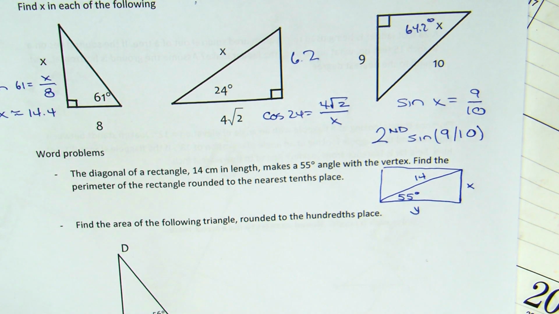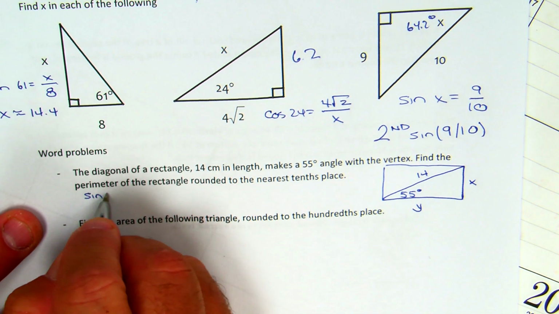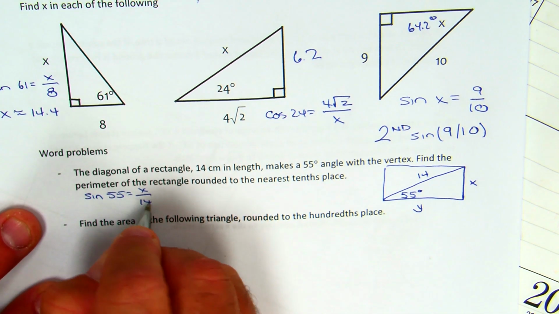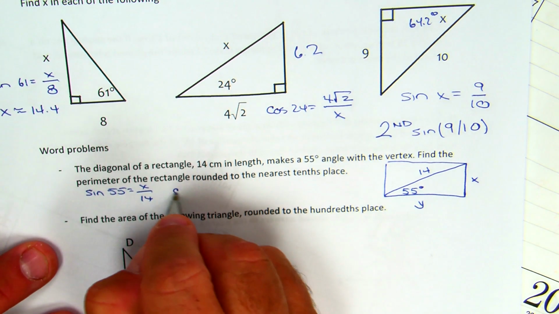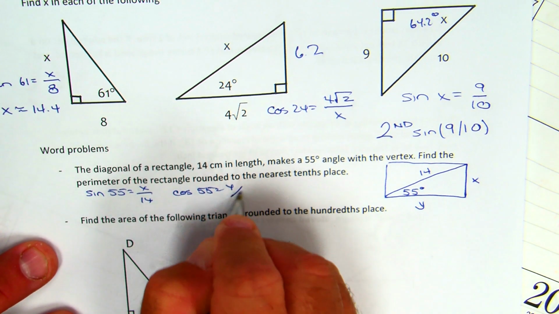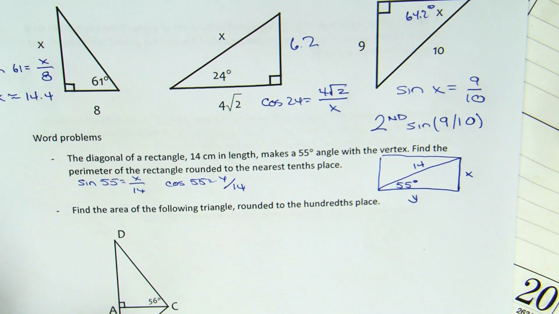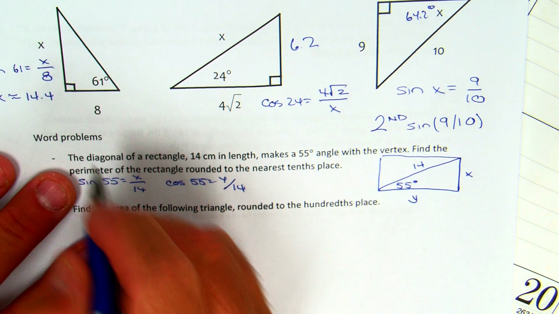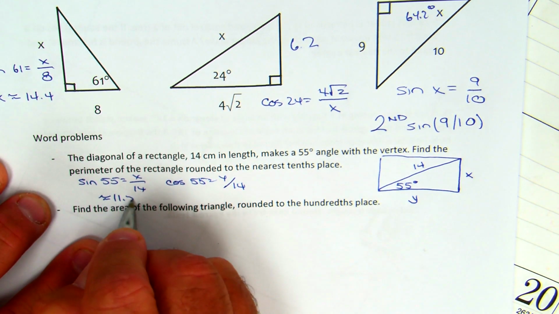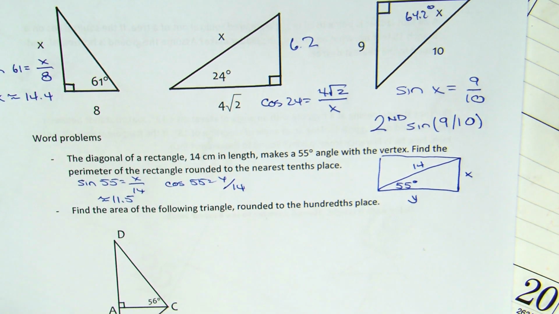Doesn't need to be drawn to scale, and we'll show you later why it doesn't matter which side you get with which number. Alright, so x seems to be the opposite, so sine 55 equals x over 14. Cosine 55 equals y over 14. Any issues with either of those setups? In both cases, just like above, we're going to multiply. 14 sine 55 gives you approximately 11.5. 14 cosine 55 gives you about 8.0.